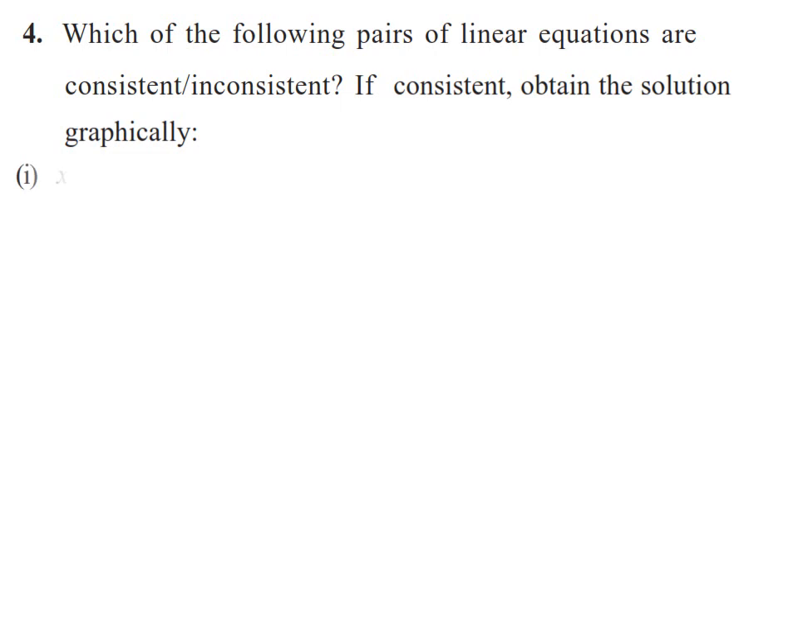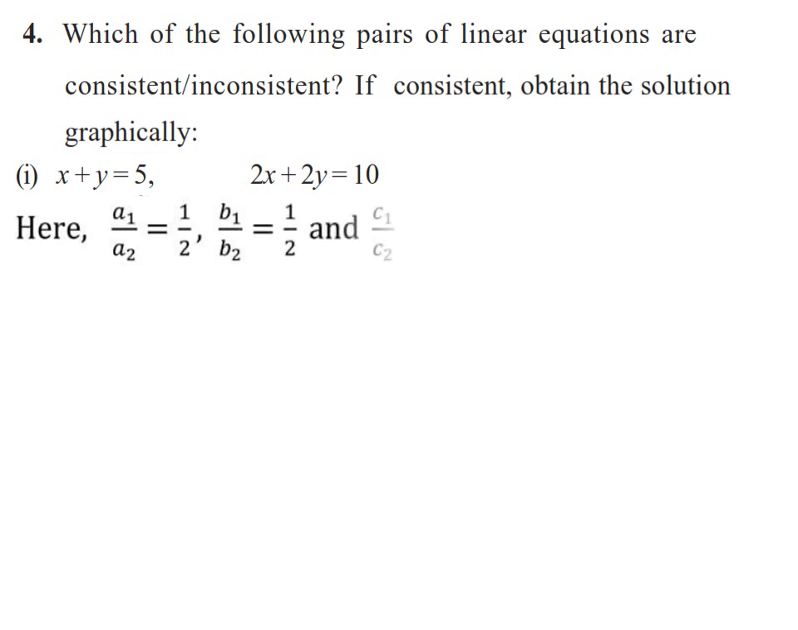So the first pair is x plus y equals 5 and 2x plus 2y equals 10. So what we have to do here: A1 by A2 equals 1 by 2, B1 by B2 equals 1 by 2, and C1 by C2 equals 5 by 10, which is again 1 by 2.